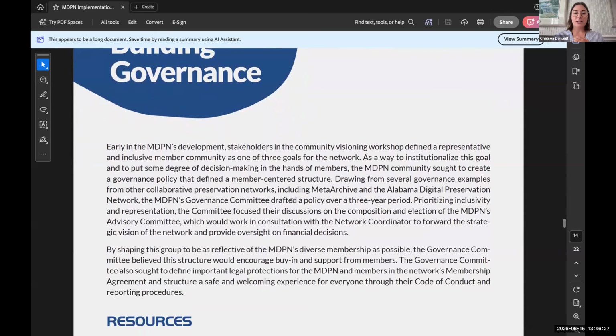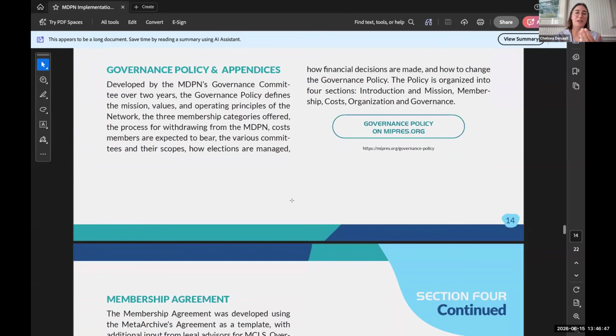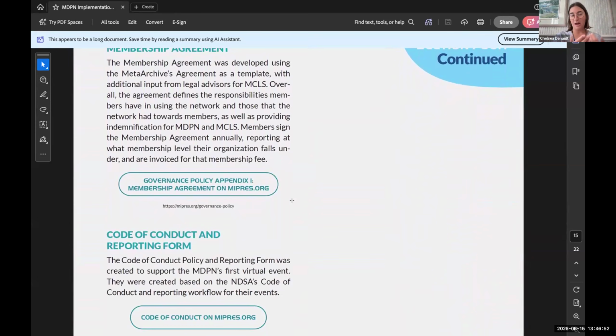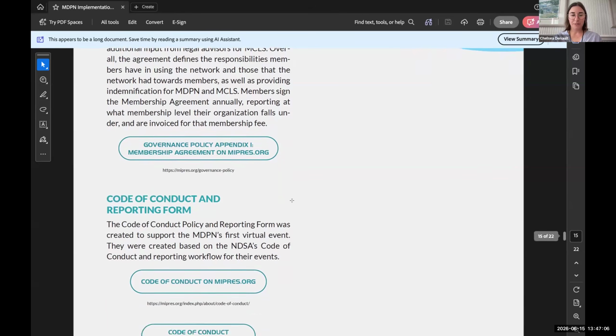Section 4 was building governance. In this section, we are less focused on the technical aspects of distributed digital preservation and more focused on the community aspects. So how do you center member governance within a distributed community? We share our governance policy here, as well as our membership agreement that we have members sign every year as part of the renewal process, and then a code of conduct and reporting form that applies to all of our events, both virtual and in person.